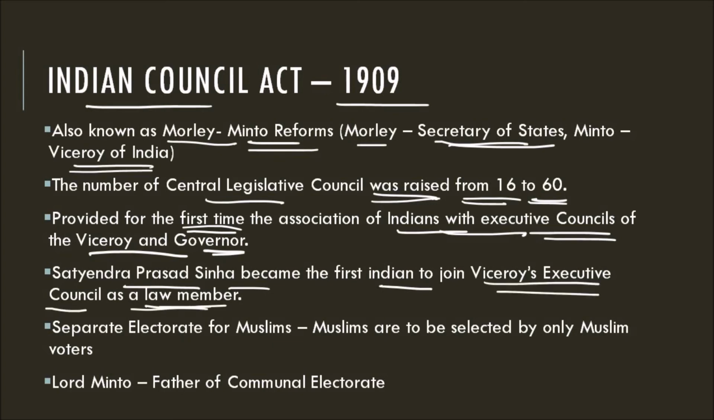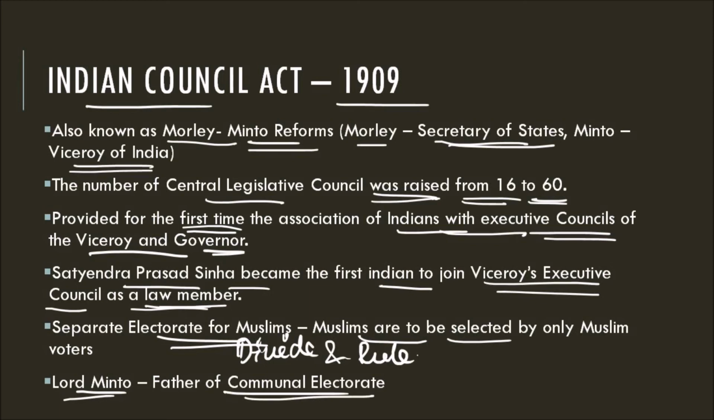With this very act, the divide and rule policy of the British started, as they introduced a separate electorate for Muslims. That is, Muslims were now to be elected only by Muslim voters. Lord Minto introduced this system, and for this particular reason, he was called the father of communal electorate.